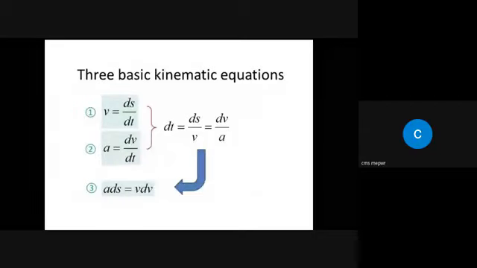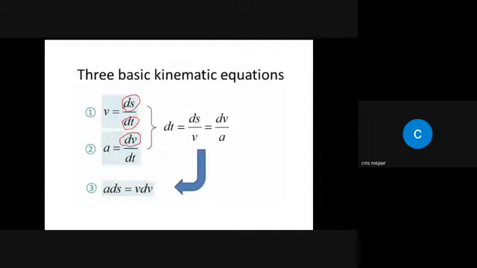The first one is basically velocity. Velocity, we already know, is displacement divided by time, ds by dt, or the change in displacement in a given time change. And we already know acceleration is the change in velocity in a given time change, dv by dt. So these are the basic equations.